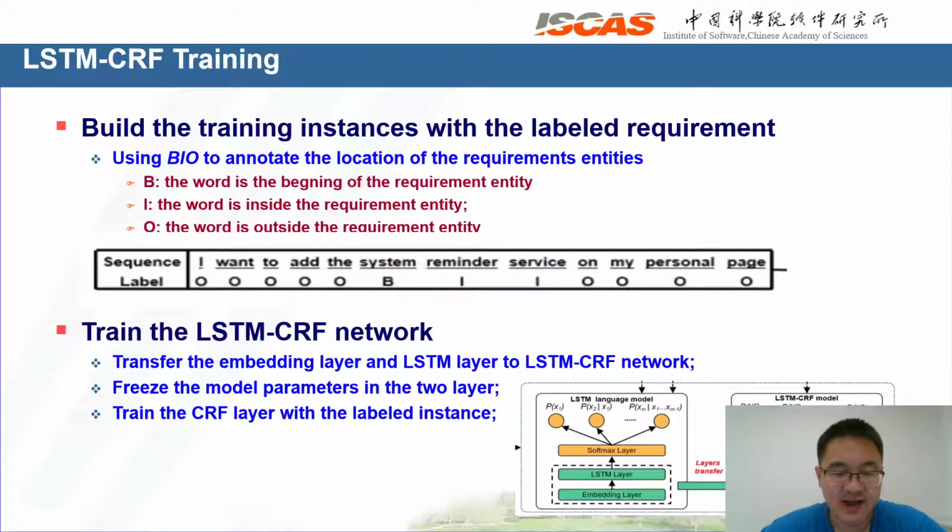The third phase is LSTM-CRF training. First, RANO builds the training instances with the labeled requirements. Using the BIO labels, RANO annotates the location of each requirements entity. Then, RANO transfers the embedding layer and LSTM layer to the LSTM-CRF network, freezes the model parameters in the two layers, and only trains the CRF layer with the instances. Finally, using the trained LSTM-CRF network, RANO extracts the entities for newly coming requirements.